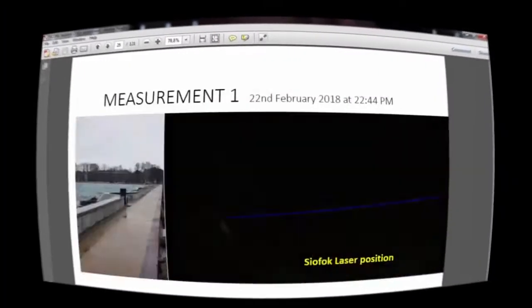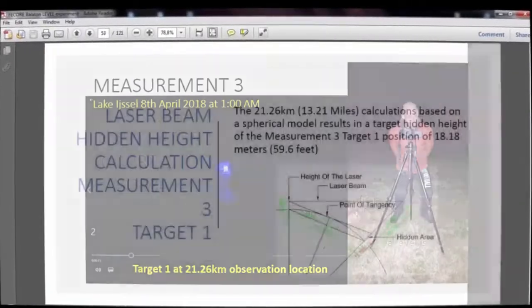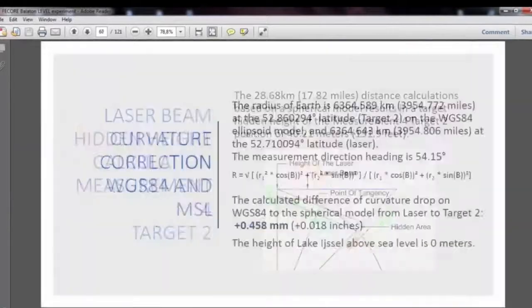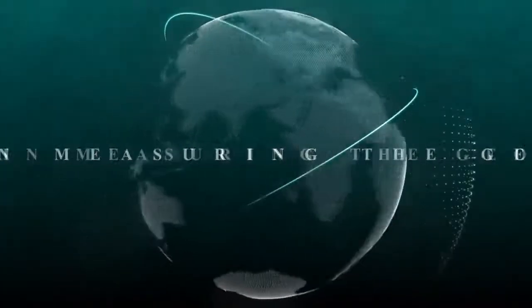FE Core used a ray of the collimated laser beam to verify the curvature of the surface by considering the refraction data. The refraction calculation for each TLT measurement is shown in the FE Core document that is presented in this video. Factors in measuring the geoid model.